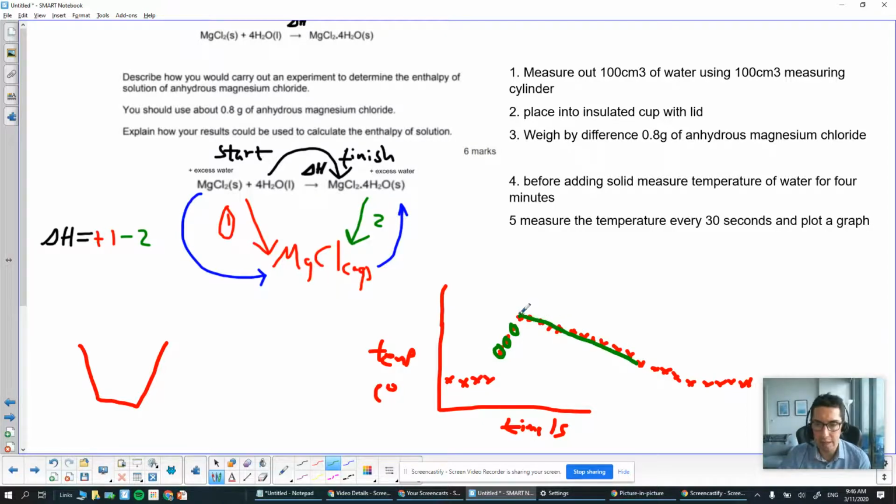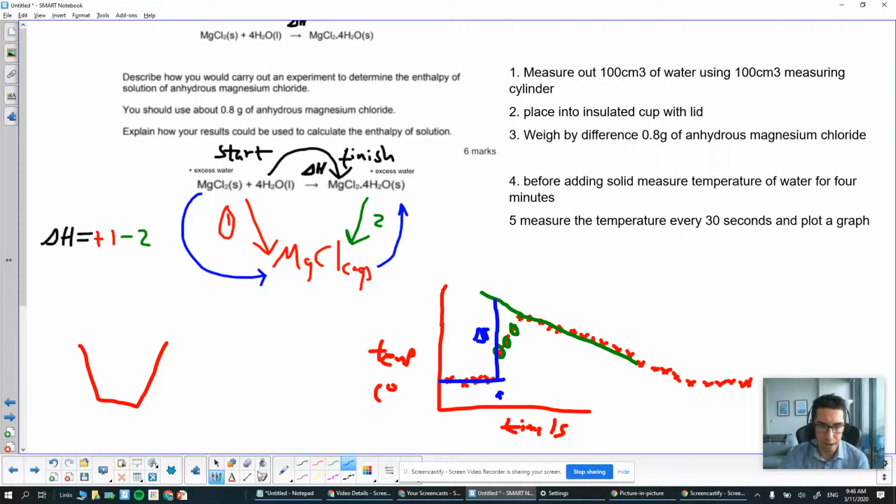So then we can extrapolate this line and work out, well, what happens if it wasn't cooling down? Say the reaction all occurred instantly, okay, what temperature would it have reached? And we can extrapolate this up to the time that we added the solid. So we added the solid, say, here. And the difference between these two extrapolated lines gives us an estimation of the temperature change if the reaction happened instantly and there was no time for it to cool down. Okay, so that's delta T.